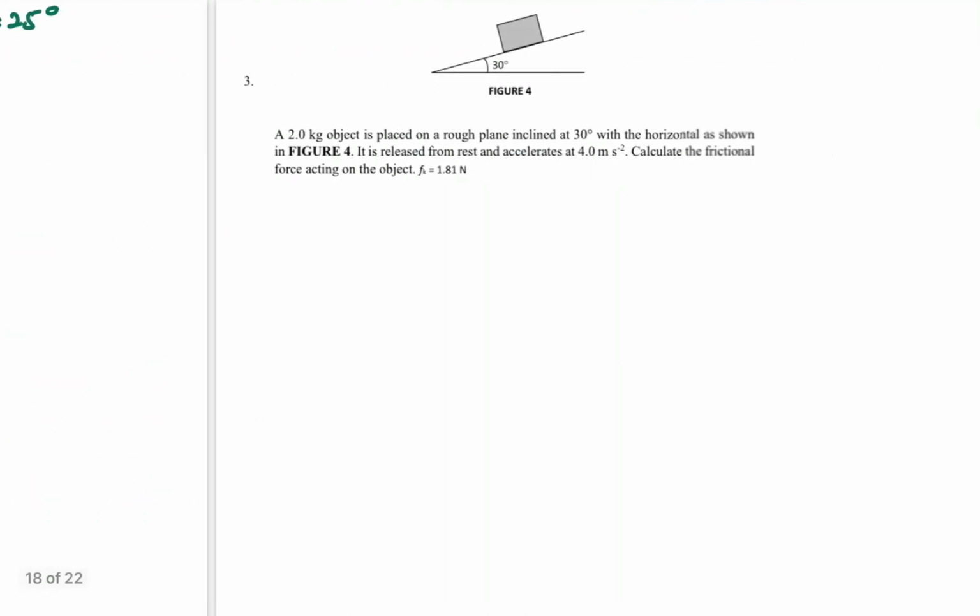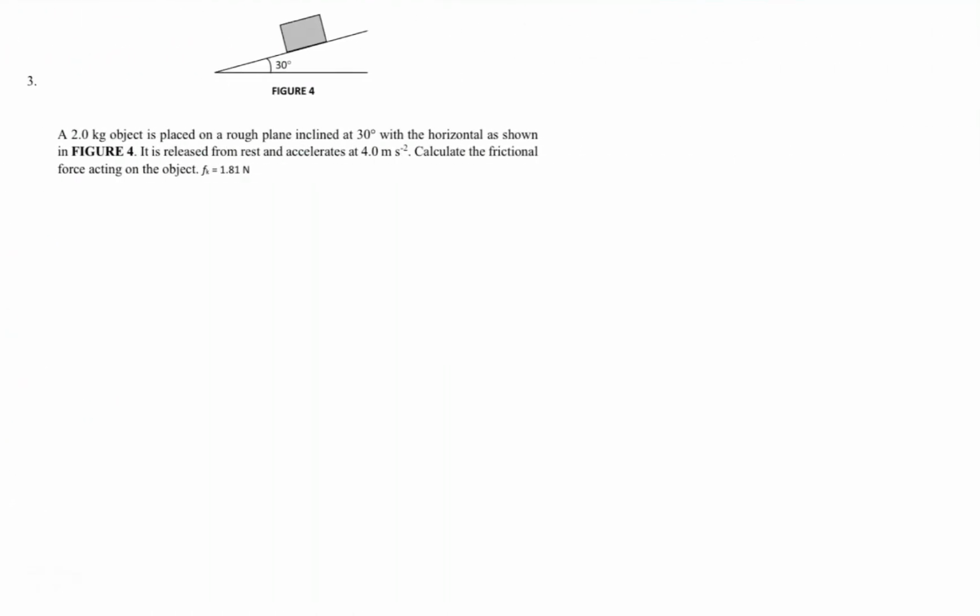Okay, next, a 2 kilogram object is placed on a rough plane inclined at 30 degree with the horizontal as shown in figure. It is released from rest and accelerates at 4 meter per second squared. Calculate the frictional force acting on the object. Okay, so now what do you have here? Given here is the mass, which is 2 kilogram, and then your theta will be 30 degree, where you have the acceleration is 4.0 meter per second squared.